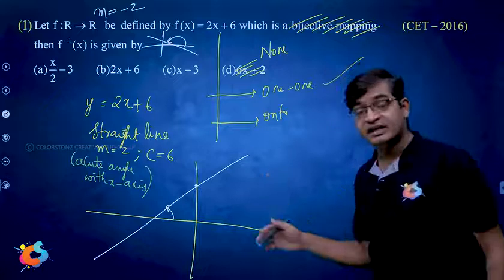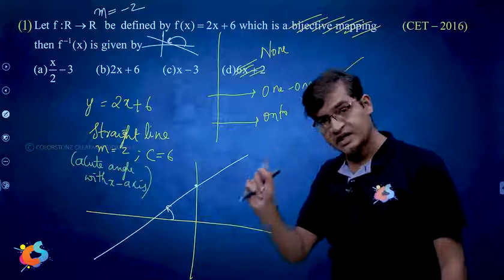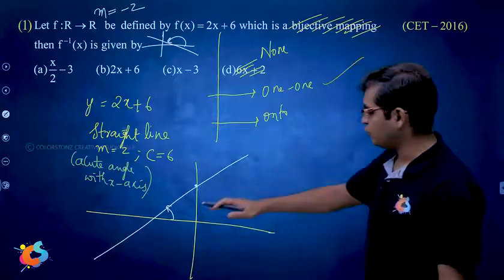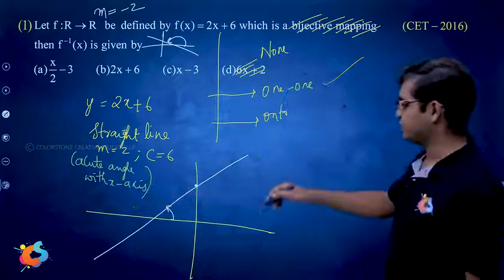How to check graphically if it is 1-1 or not? We have discussed in the 1-1 function video, the NCERT video itself. If you are taking a horizontal line, it never cuts the graph more than once. Therefore, this is a 1-1 function.